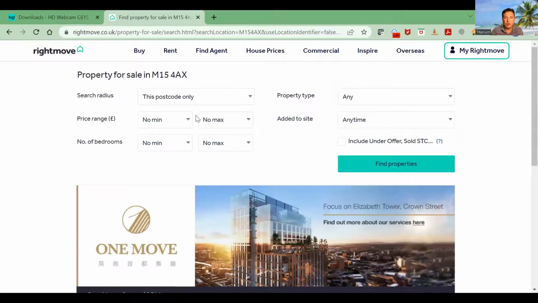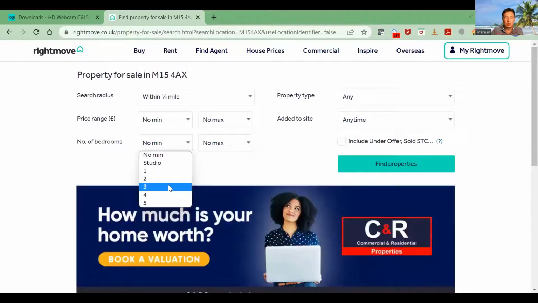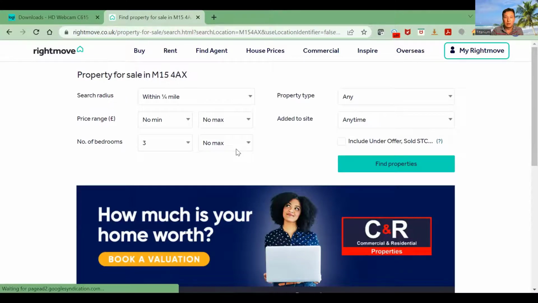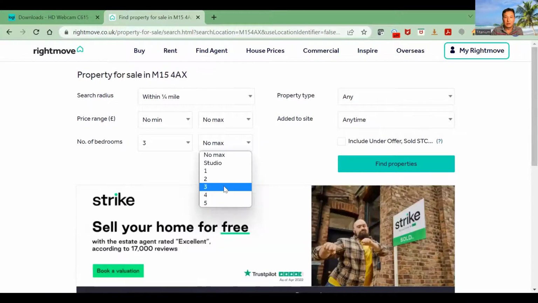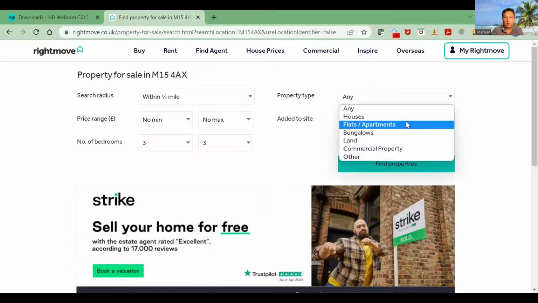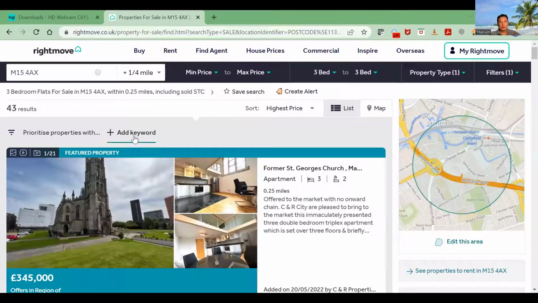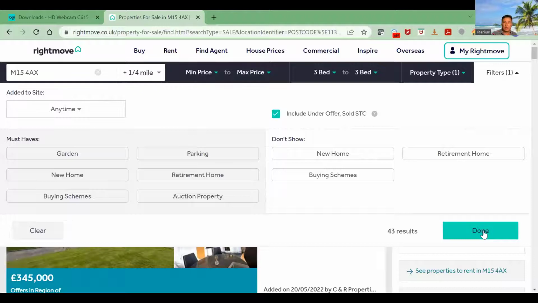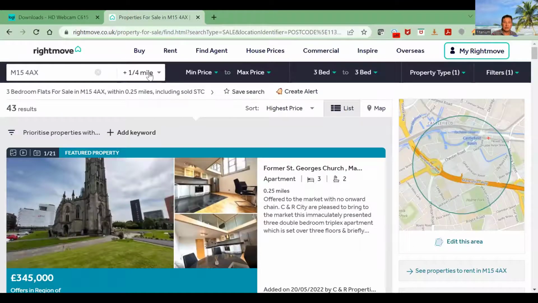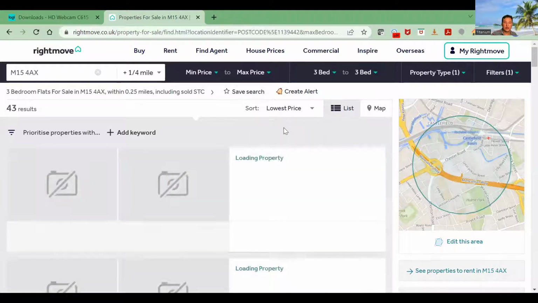Right, so now you put 1/4 mile. Okay, put 3 bedrooms. Okay, property type, you put apartments. So there are, let's put here, right? We have chosen 3 beds, okay, M15. So you choose the lowest to the highest price.